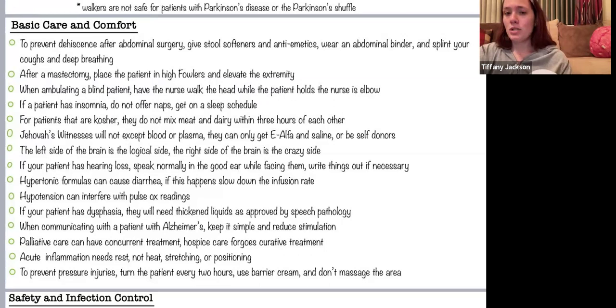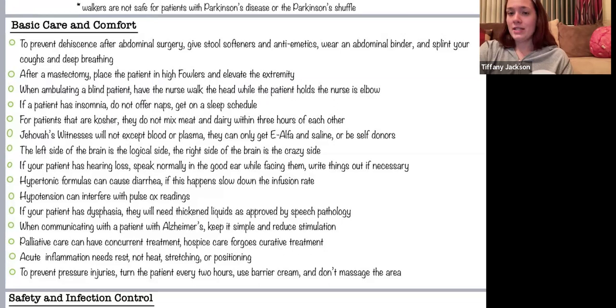When we're giving hypertonic formulas, which we will discuss in a few slides, this can cause some diarrhea. If that happens, they still need those hypertonic formulas. We can just slow down the infusion rate a little bit. When your patient is hypotensive, this can interfere with the pulse ox reading. So just keep that in mind.